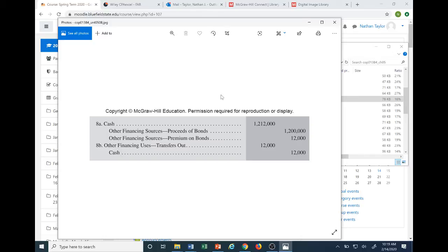So now it says 8B records the transfer of the premium amount to the debt service fund. So obviously now we're just going to debit other financing uses, transfers out of $12,000 because we're transferring it out, and then credit cash of $12,000. So we've issued the bonds, right? We've received the cash, including the premium. We've put the proceeds where they belong, with the proceeds of the bond and the proceeds of the bond premium, and then we debited other financing uses, transfers out, credit cash because we're putting it to where? Debt service. Debt service because it's a premium, right? And we need to put that where the debt is.